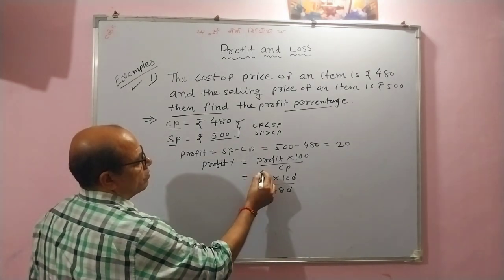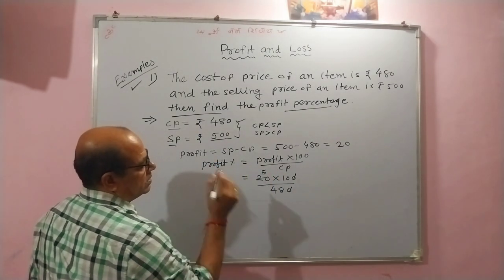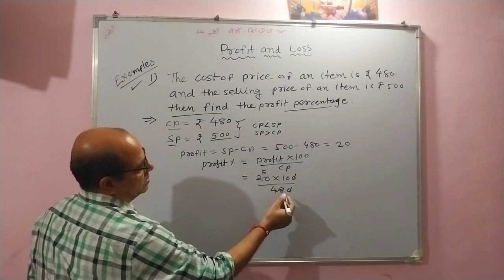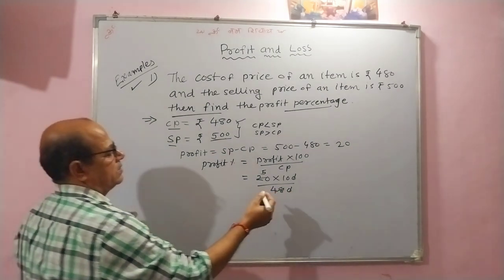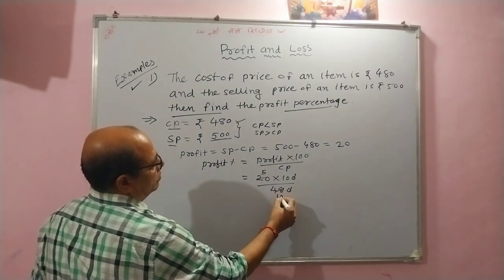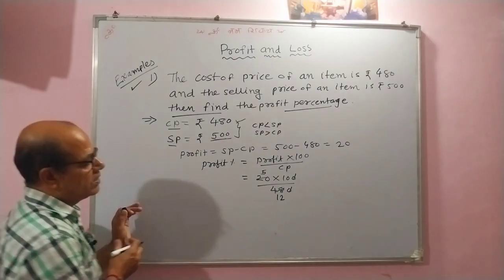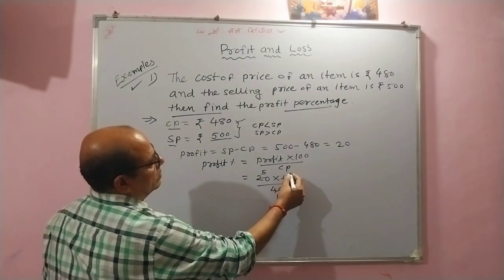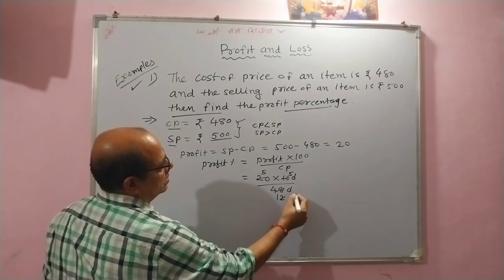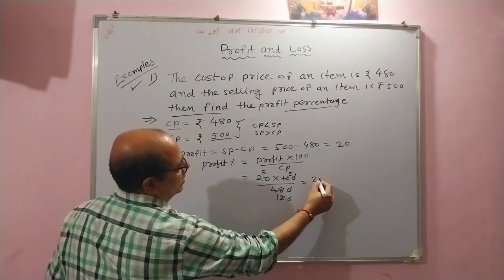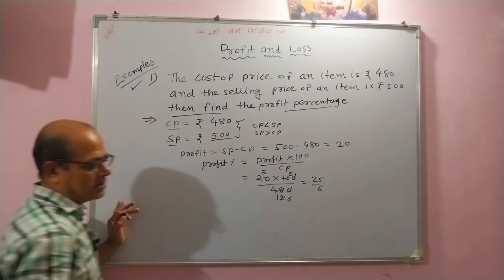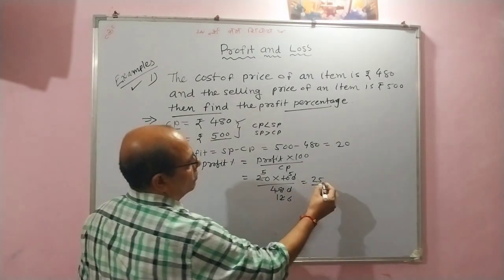Here 5 4s are 20, here 12 4s are 48. Again we can divide here, 5 2s are 10 and 6 2s are 12. So here 5 5s are 25 upon 6. Right? It is in fraction.